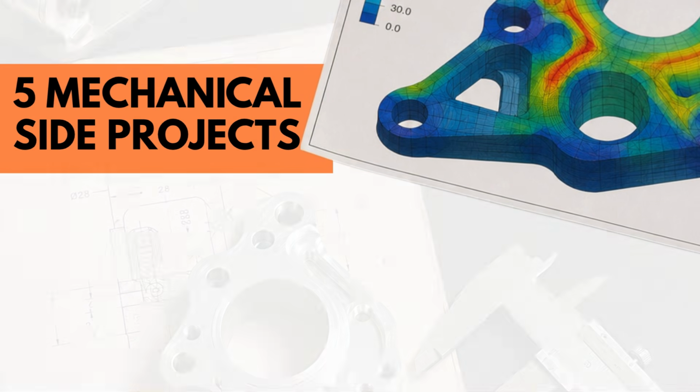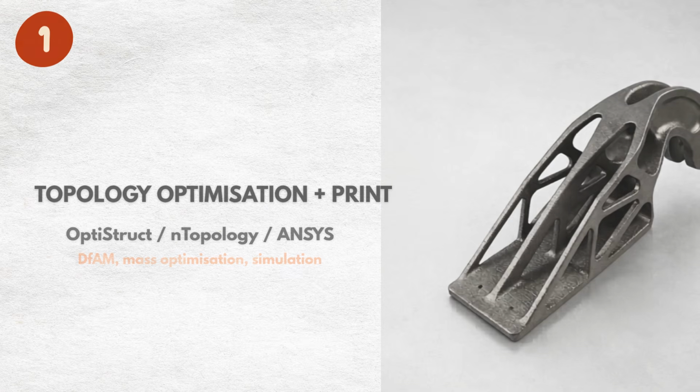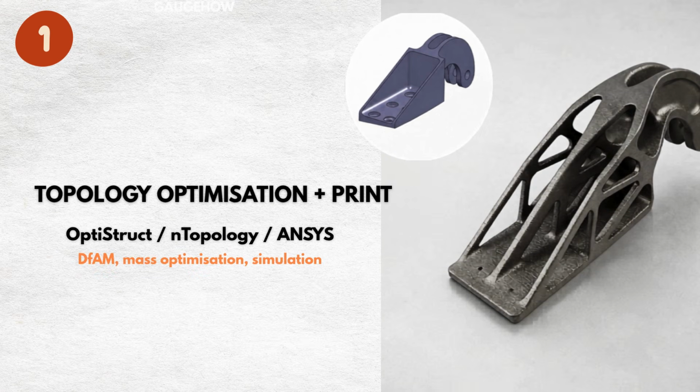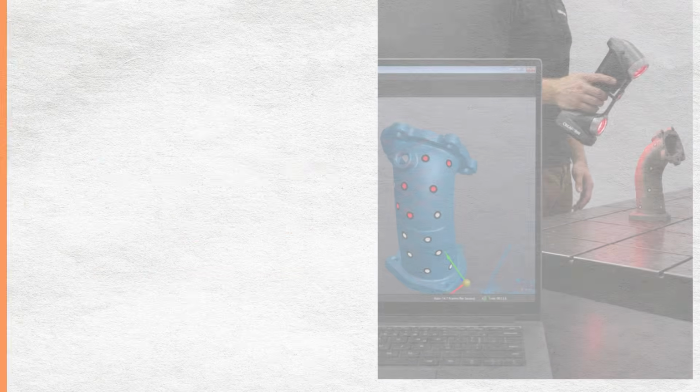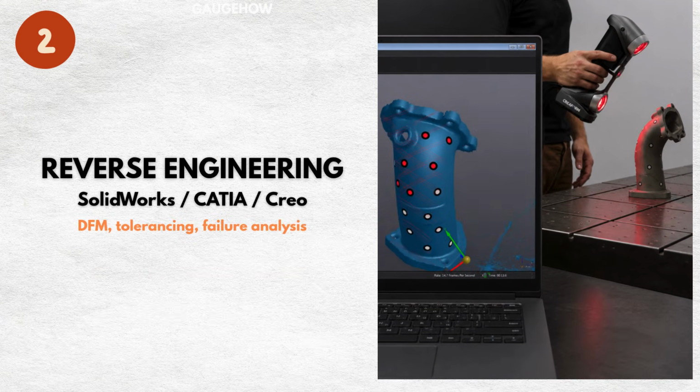These 5 side projects are recommended to every mechanical engineering student. First one is topology optimization, which means redesigning a part with less material and more strength. Second is computer-aided reverse engineering: pick any real mechanism or geometry, do the 3D scanning, build a CAD file, and find the failure and fix it.